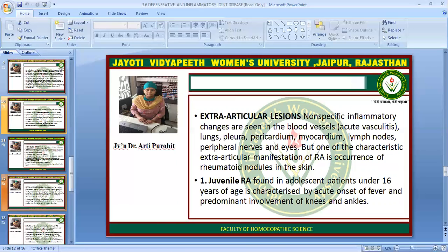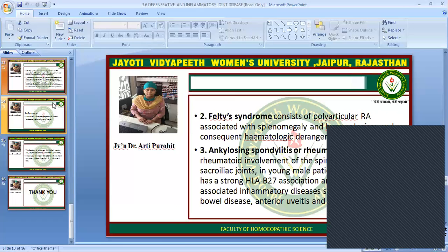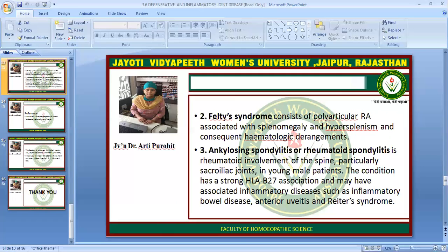First is juvenile RA, found in adolescent patients under 16 years of age, characterized by acute onset of fever and predominant involvement of the knee and ankle. Felty syndrome consists of polyarticular RA associated with splenomegaly and hypersplenism, with consequent hematologic derangement. The last one is ankylosing spondylitis, or rheumatoid spondylitis. It is rheumatoid involvement of the spine, particularly the sacroiliac joints, in young male patients. The condition has a strong HLA-B27 association and may have associated inflammatory diseases such as inflammatory bowel disease, anterior uveitis, and Reiter syndrome.